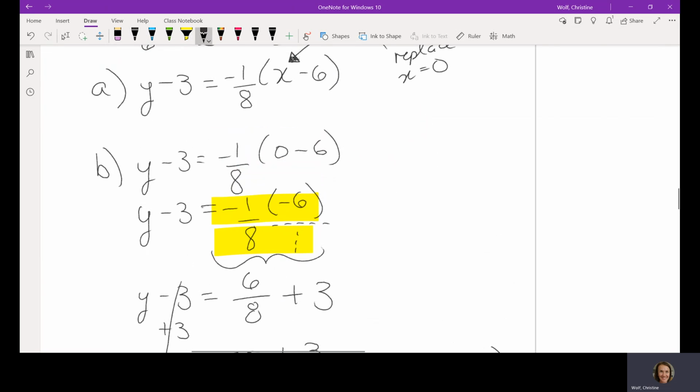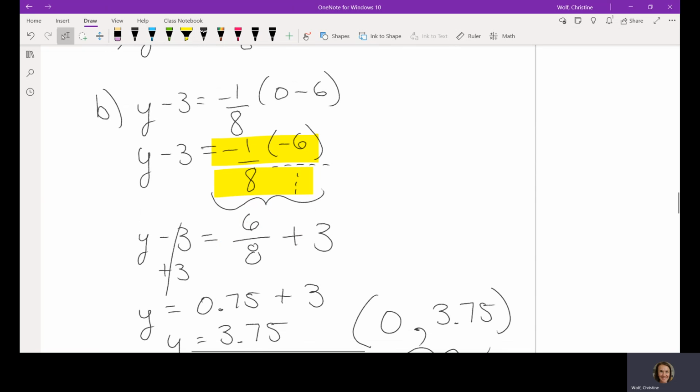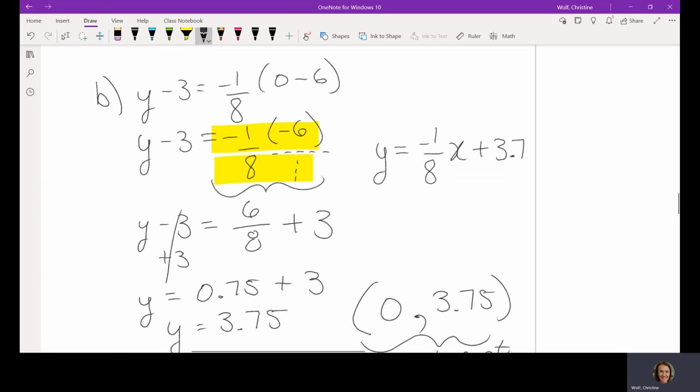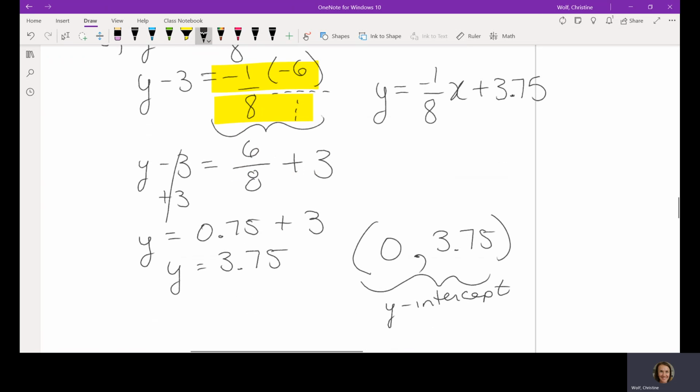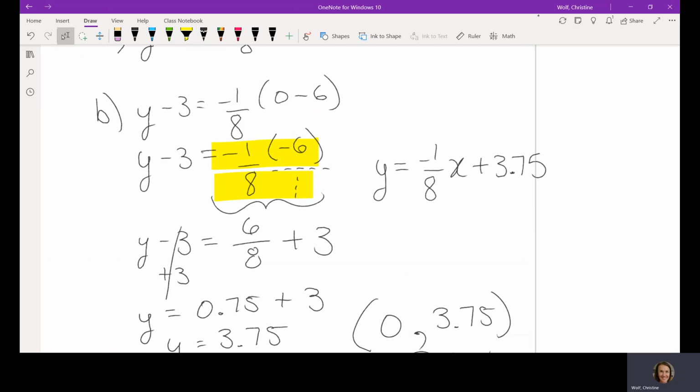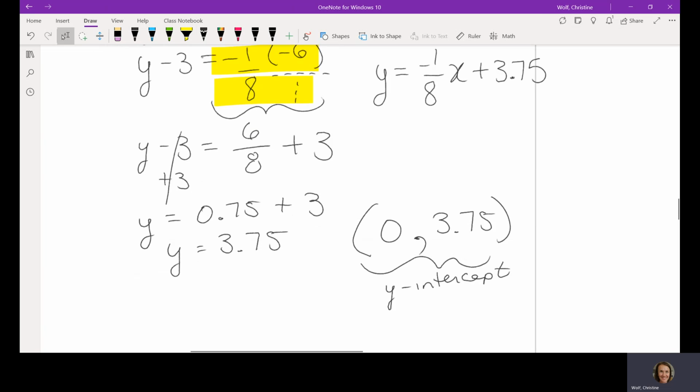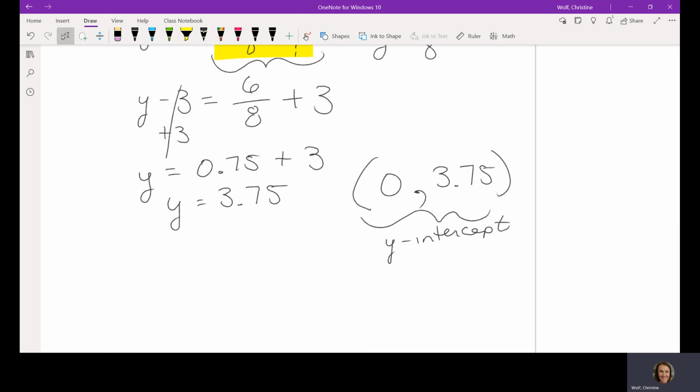So now the actual question was write it in slope-intercept form. So slope-intercept form of the equation is y equals mx plus b. M being the slope. We already found the slope to be -1/8. And then on the end is where we have the y-intercept. That's as hard as it really gets, okay?